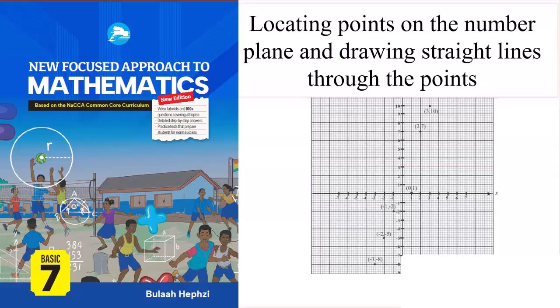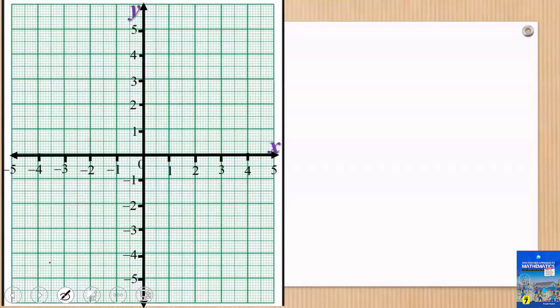This is the revised edition. In this video, we want to locate points on the number plane, or Cartesian plane, and draw straight lines through these points. Because you're going to deal with plotting of points and drawing of straight lines, we'll use graph sheets. You can even use grid paper for this, but mostly we will use a graph sheet or graph book.